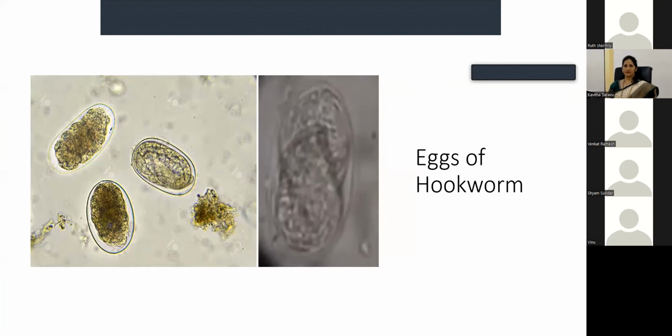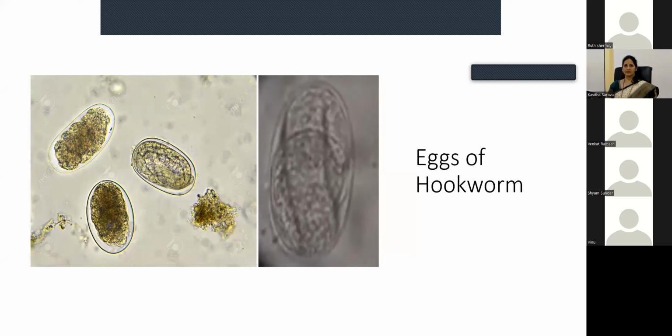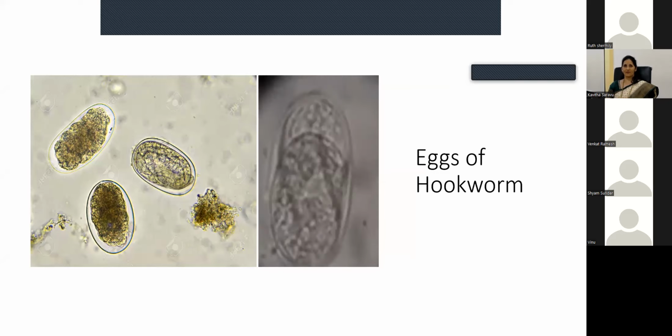Okay, so on the basis of X, we cannot differentiate between Necator americanus and Ankylostoma duodenale. And you can see the egg with the larva which is moving inside in this picture. I hope you are able to see. So the differentiating feature between these two is basically the cutting plates in case of Necator and teeth in case of Ankylostoma duodenale, right?